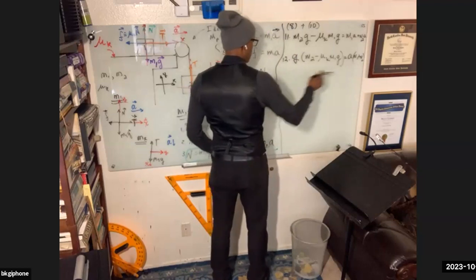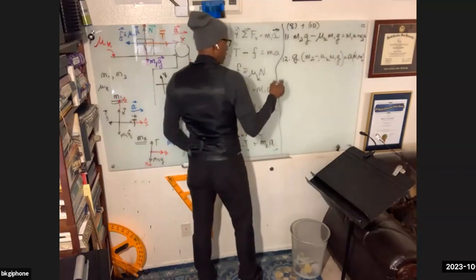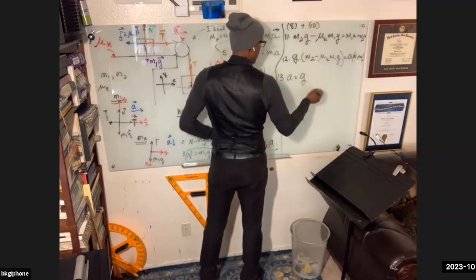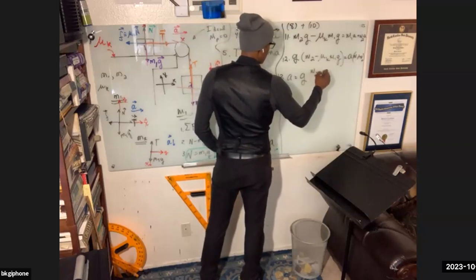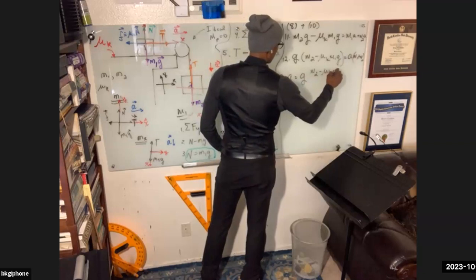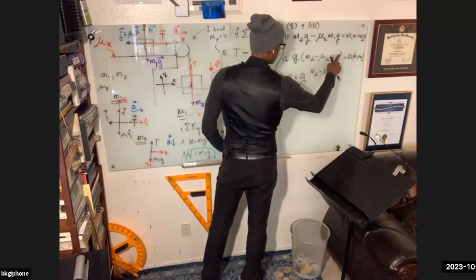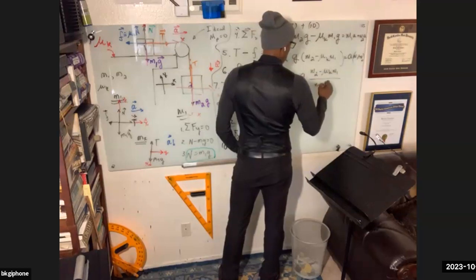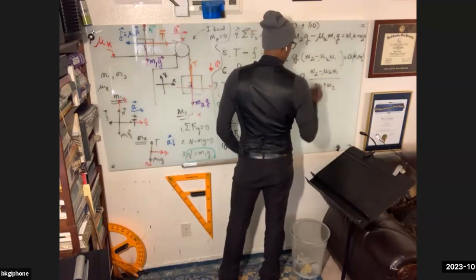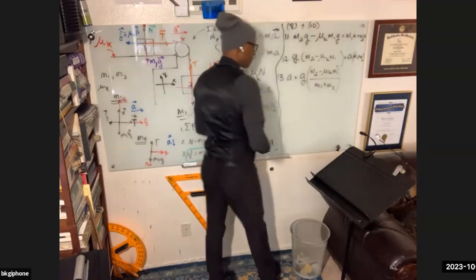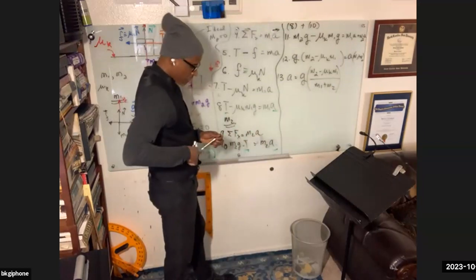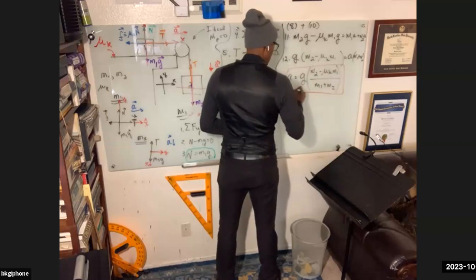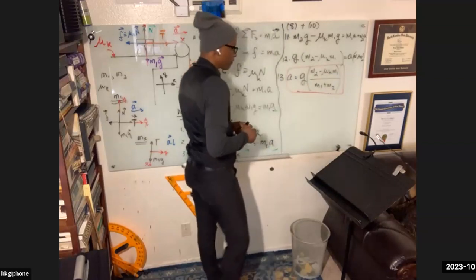Dividing through by the total inertia of the system and solving for A, I have that A equals G times the ratio (M2 minus mu K M1) divided by (M1 plus M2). There you go. And if you compare that with our previous solutions, sure enough, you can see it here.